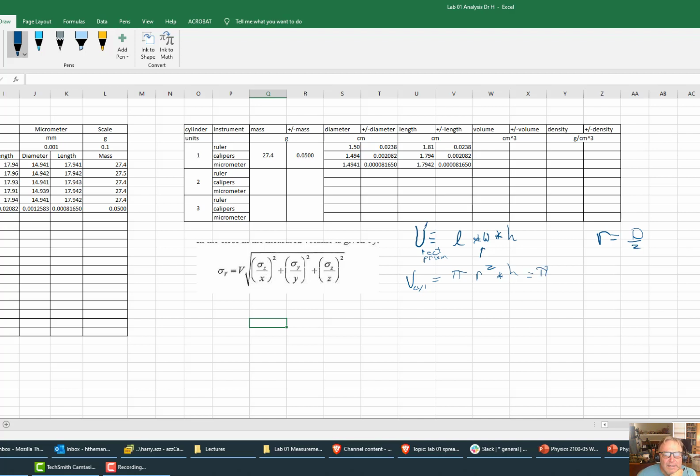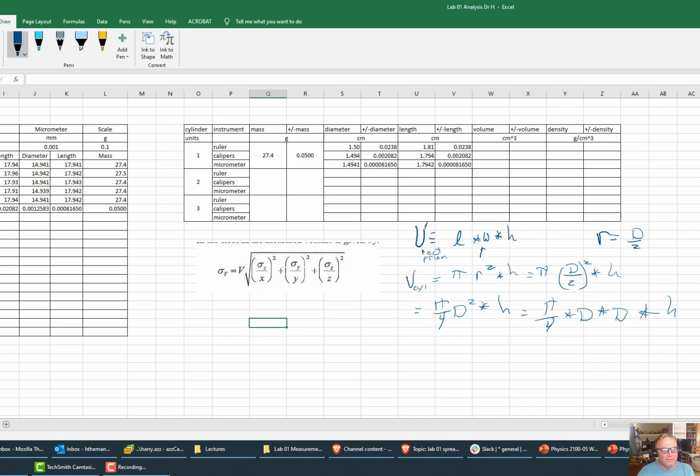So this becomes pi times d over 2 squared times the height, which is going to equal pi over 4, because 2 squared is 4, d squared times the height. And then we're going to take it one more step, and we're going to call it pi over 4 times d times d times h. So these two guys are going to be our L and W, and that's going to be our H.